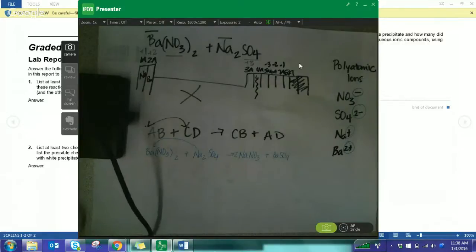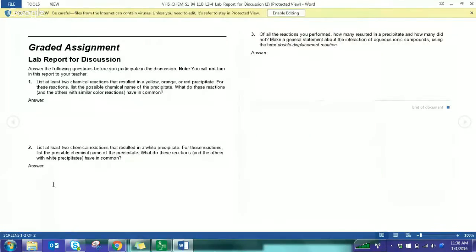Now, when it comes to the questions, we're on that question 2 list. List at least 2 chemical reactions that result in a white precipitate. For these reactions, list the possible chemical name of the precipitate. What do these reactions and other ones with a white precipitate have in common?